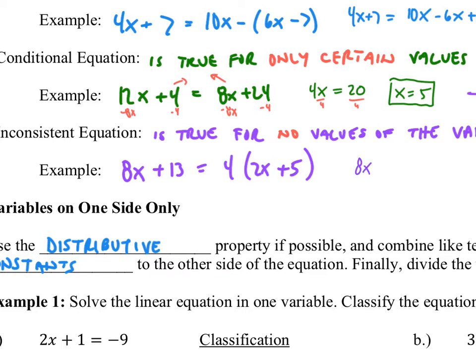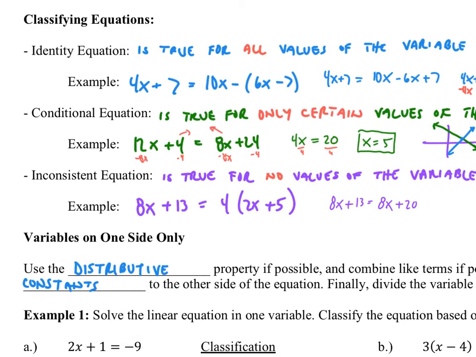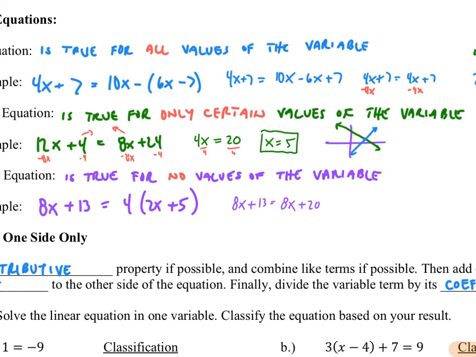Driving that struggle bus. So 8x plus 13 on the left side still, and then on the right side, I get 8x plus 20 as I do that distribution. So you should notice now something similar to the first one, the identity equation. At a certain point, we had 4x on the left and 4x on the right, and those 4x's ended up canceling. Well, here we have 8x on the left and 8x on the right. As I go to gather my x's and subtract 8x from both sides, I end up with 13 equals 20.